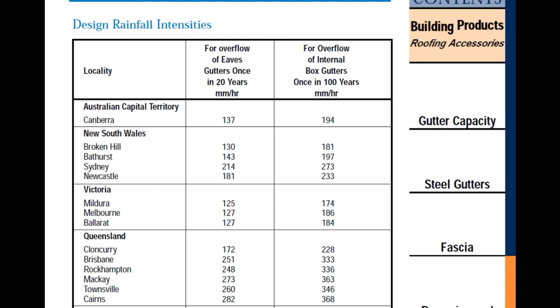So what we can see here is essentially that for box gutters you need to allow a higher rainfall intensity, mainly because the consequences of box gutters overflowing are much more serious than eaves gutters. Eaves gutters will just overflow to the outside, no big deal. You get a bit of splashing down the bottom, but it's not going to get into the building. Box gutters may. So I imagine a lot of it will have to do with box gutters that you're dealing with.